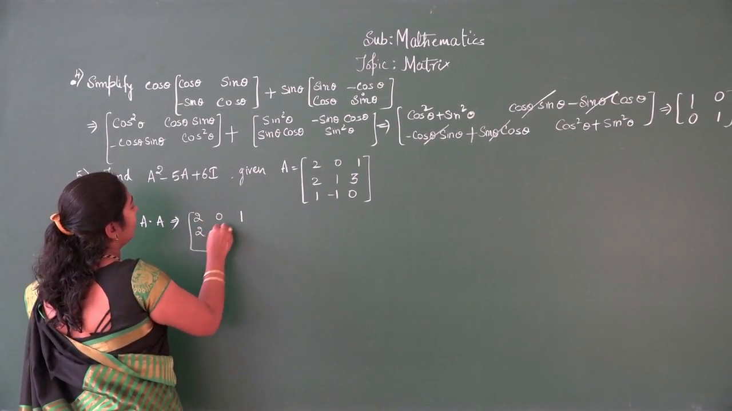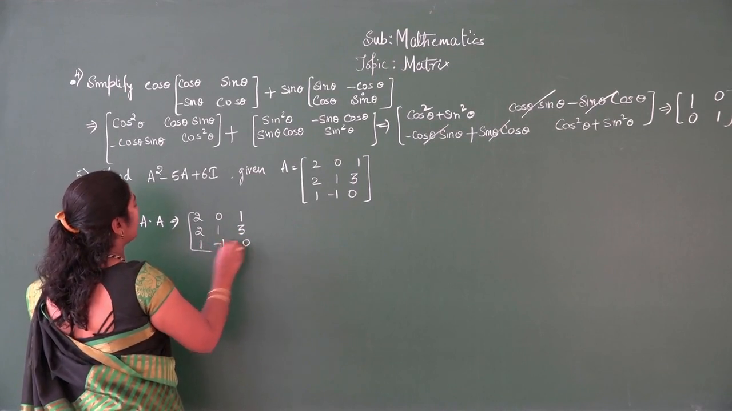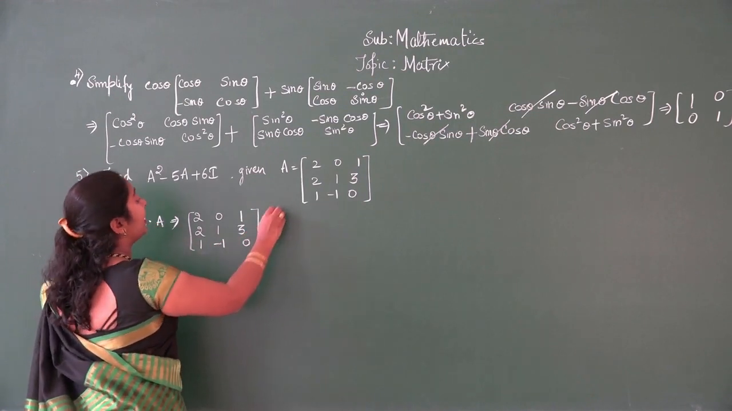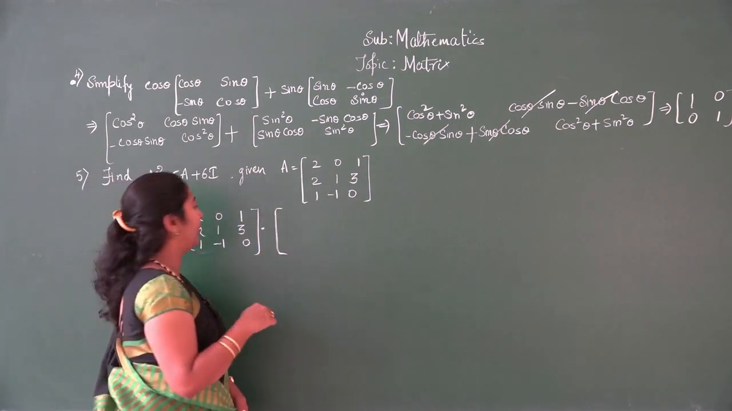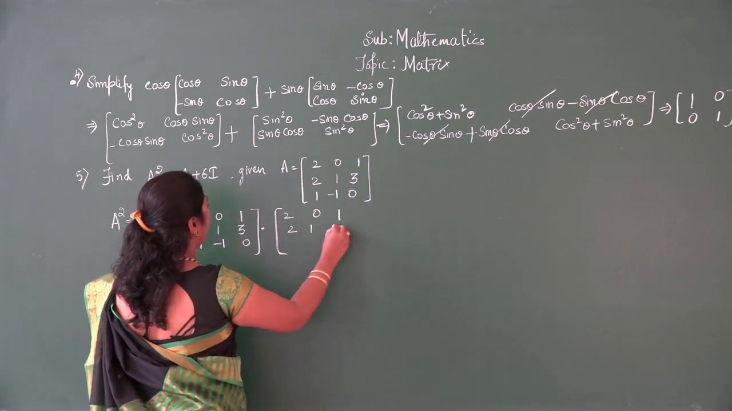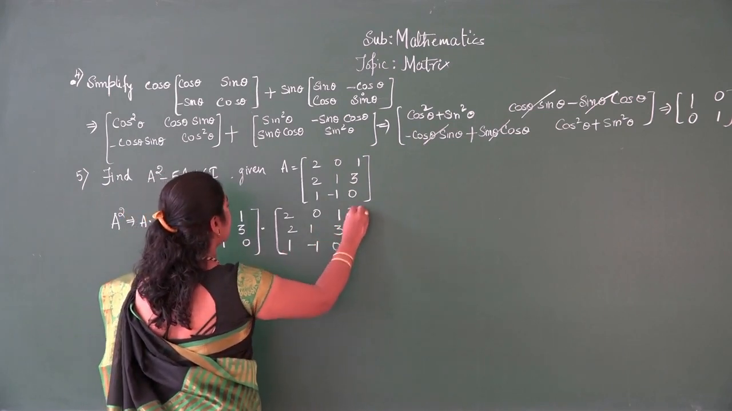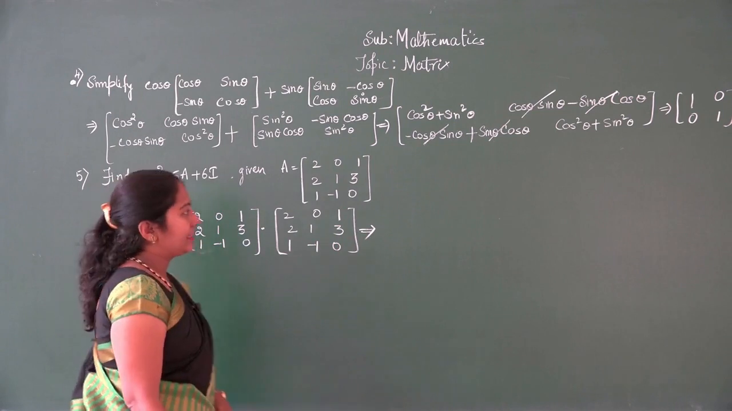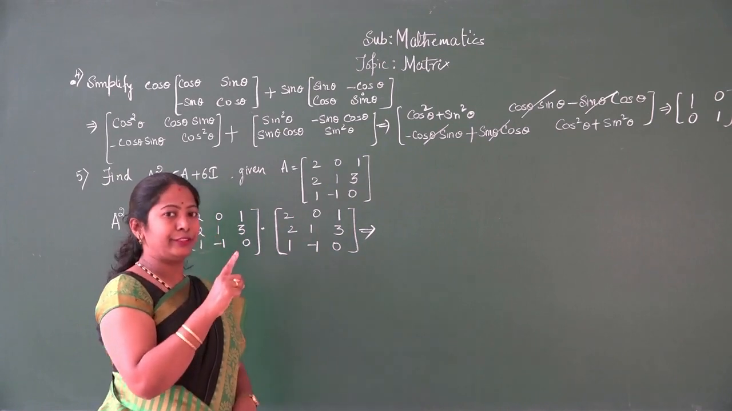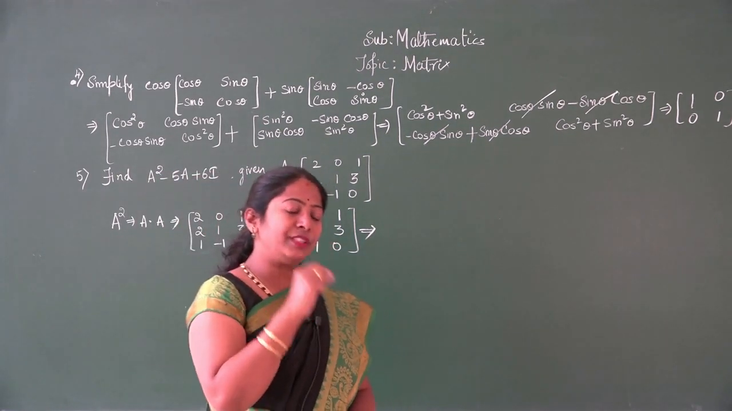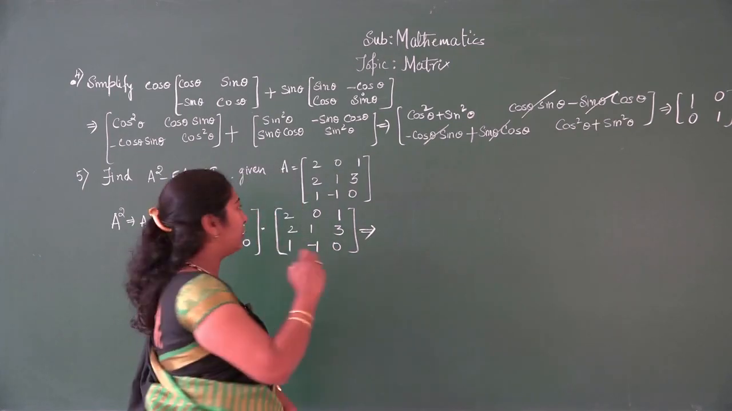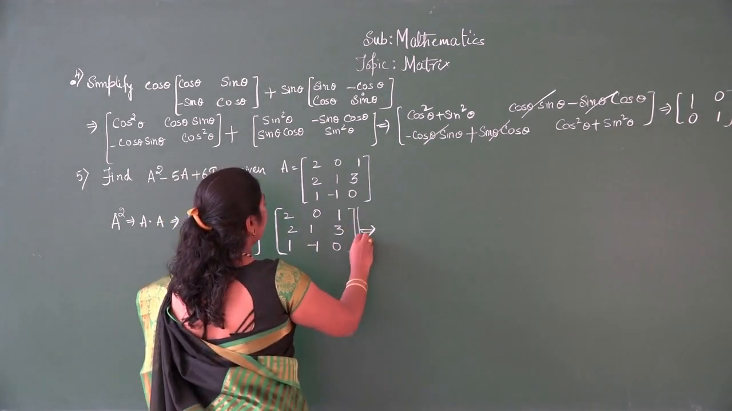Given matrix A is 2, 0, 1, 2, 1, 3, 1, minus 1, 0. This is matrix A. Once again you are multiplying matrix A with A itself to get A square. As I taught you in the previous problems, you will start off with the first row in the first matrix and finish off with all the columns in the second matrix.